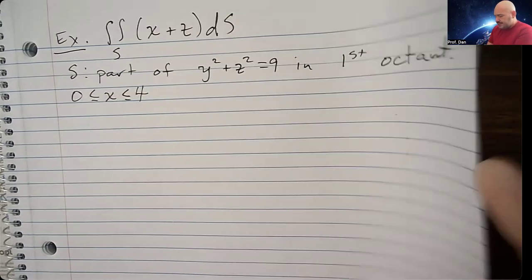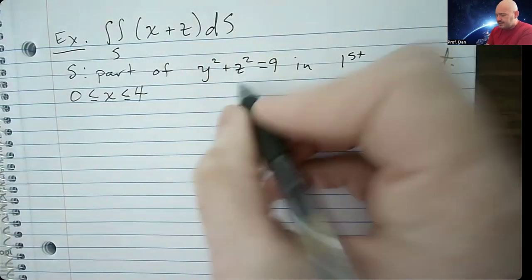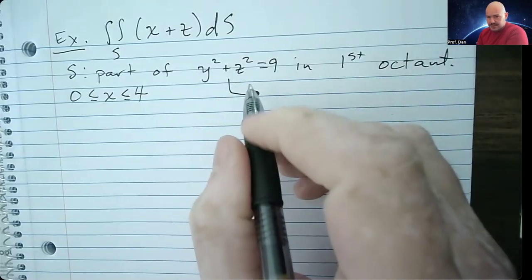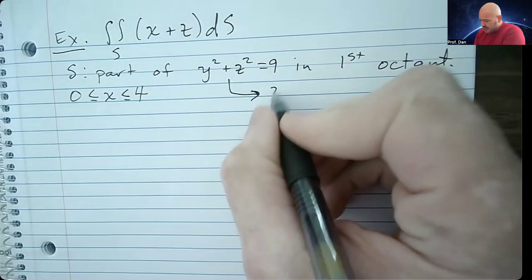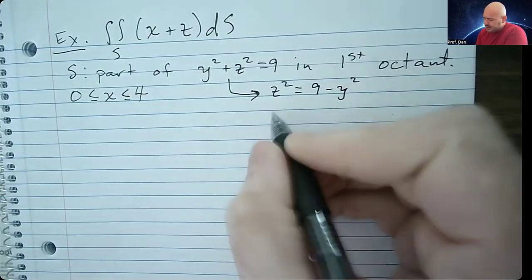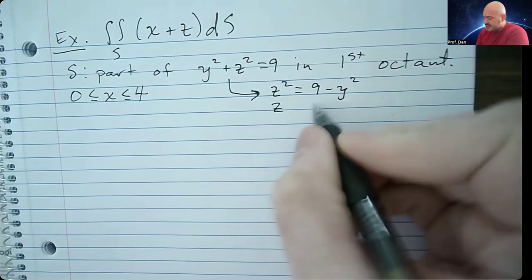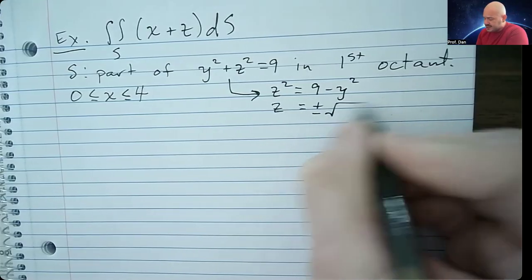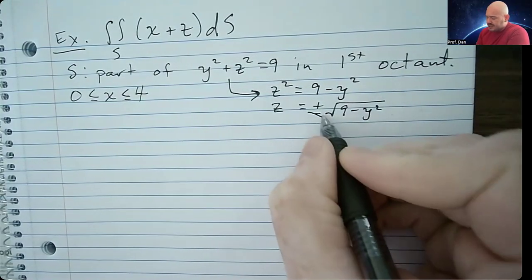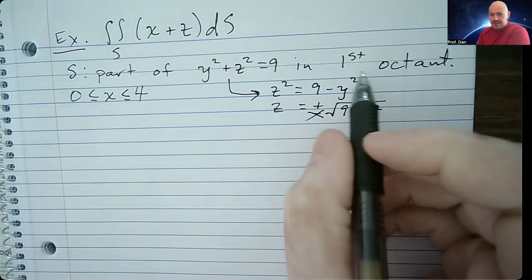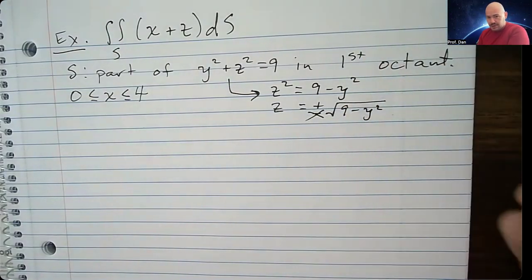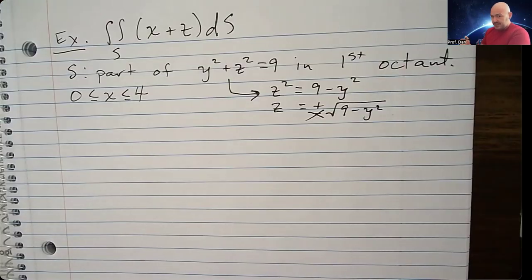So first off, I want to start with my surface. Remember, you're always starting with your surface to solve for z. I end up getting that z squared is equal to 9 minus y squared. If I take the square root of both sides, I get z is equal to plus or minus the square root of 9 minus y squared. Thing is, I'm not going to actually use the negative root because we are confined to the first octant, which again means that x, y, and z are all positive, or at least non-negative.